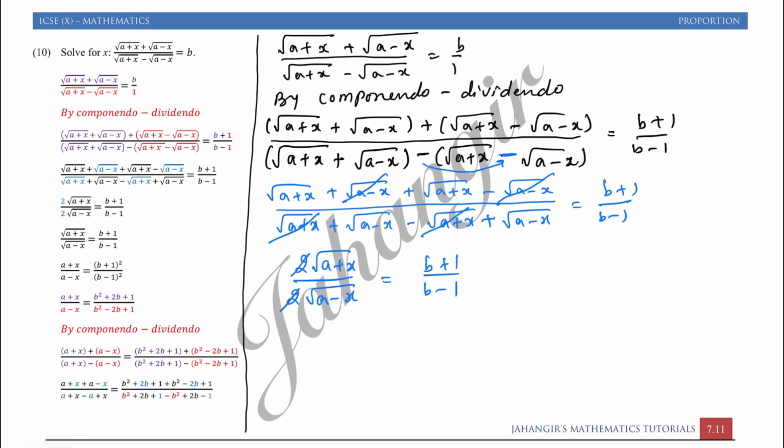2 and 2 will get cancelled. Now whatever term is left, that you have to write, and we will take square on both sides to remove this square root. To remove square root, we will take squaring on both sides. Squaring on both sides, we will get a plus x upon a minus x is equal to b plus 1 whole square upon b minus 1 whole square. So this we can do in next page.